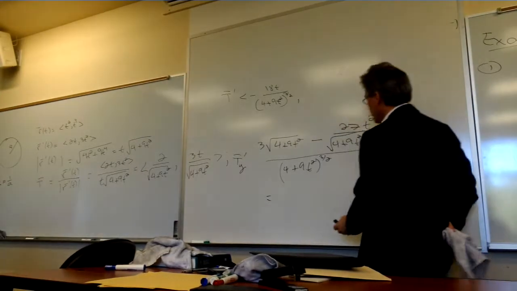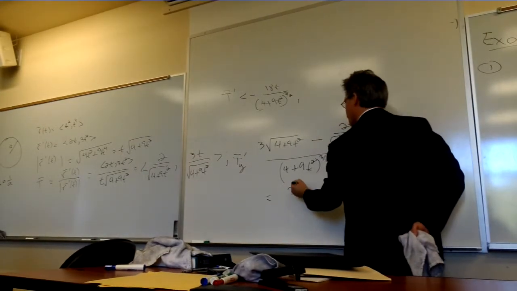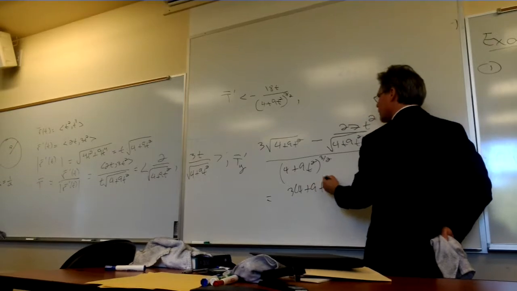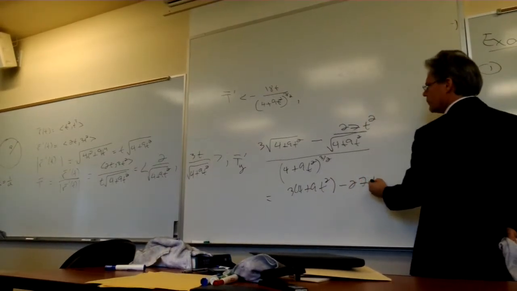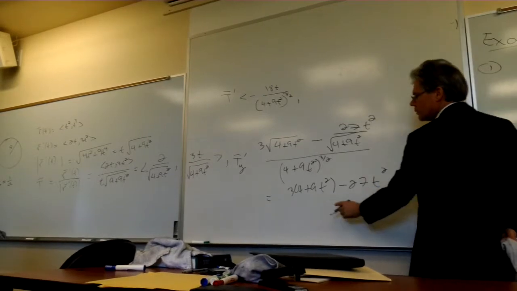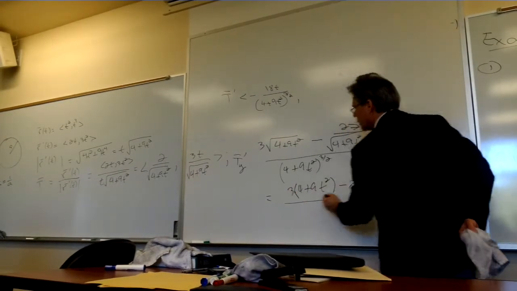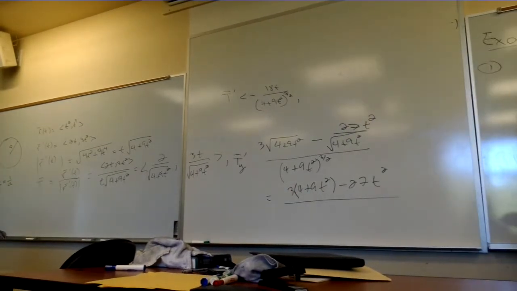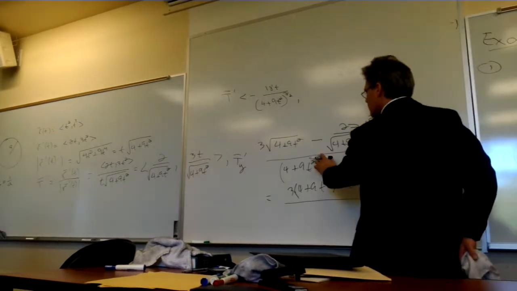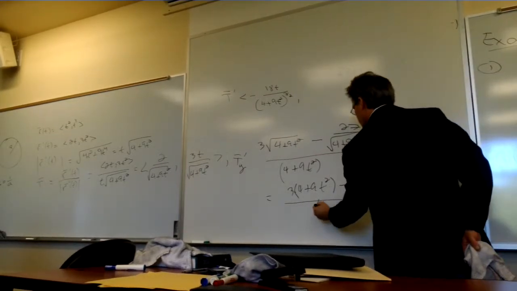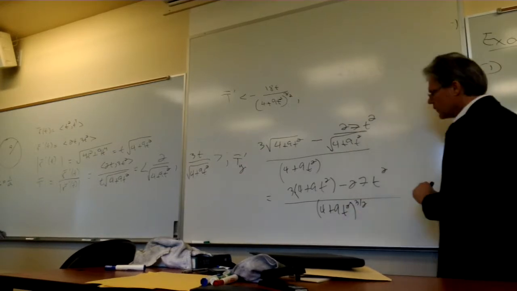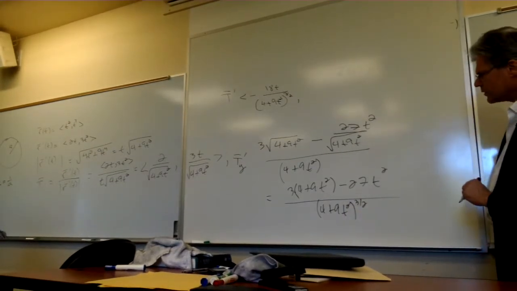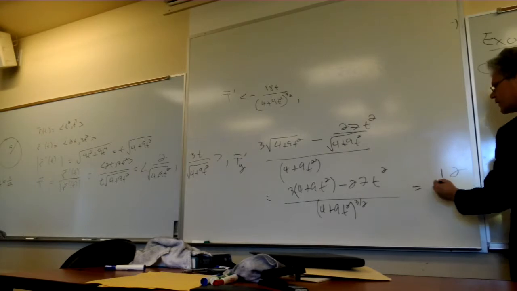The way this ends up being, I have no clue, is that a 3, 4 plus 9t squared minus 27 t squared? That is not a pretty fraction. Oh, I made a mistake here. And then I get my 4 plus 9t squared to the 3/2. You see, it's not pretty. Oh my gosh, it's gorgeous. It's just 12 over this.